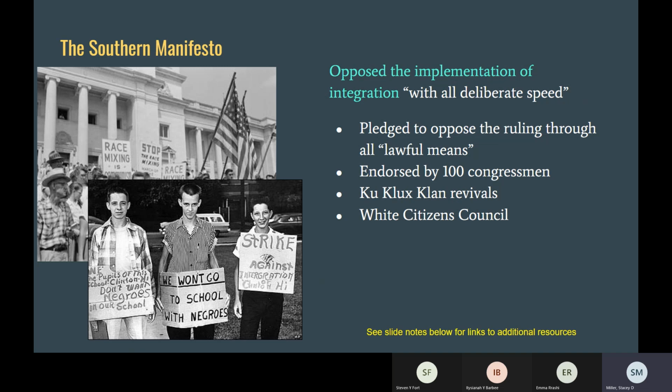And then you also have things like the Ku Klux Klan becoming more bold, getting more out there, holding rallies, making themselves more public again. You have something called the White Citizens Council, which is economically and politically pressuring those who complied with desegregation. They have some pull. They've got some weight here.